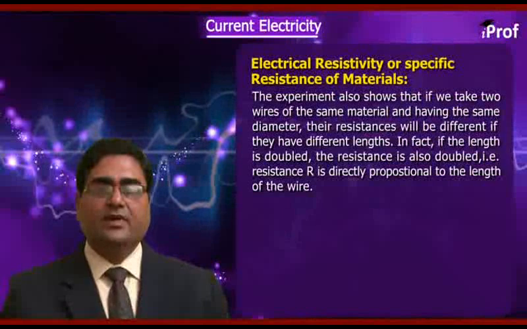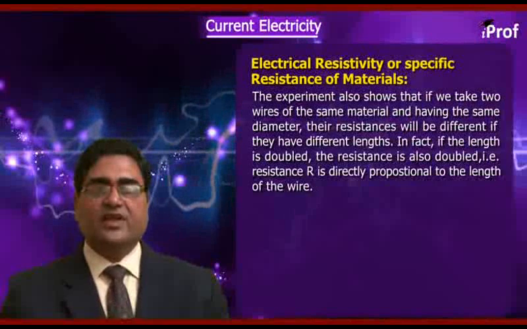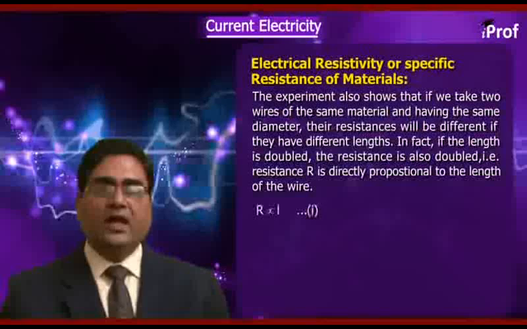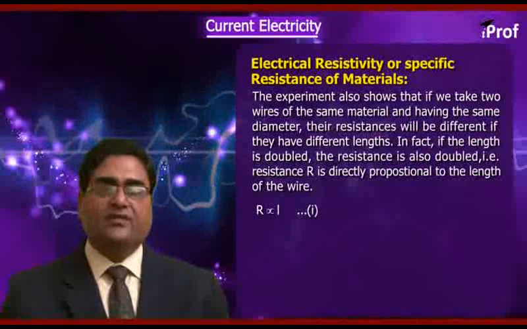In fact, if the length is doubled, the resistance is also doubled, that is, resistance R is directly proportional to the length of the wire. R ∝ L, equation 1.